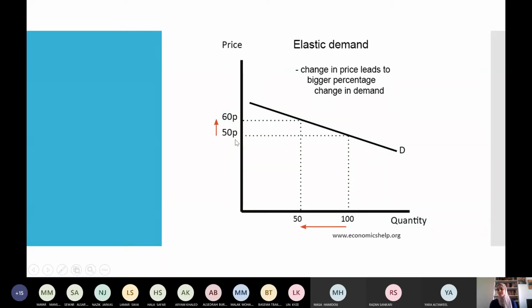But what happens when he raises the price to 60? Can I buy 100? No. It will decrease. I will buy only 50. So what will he take from me? 50 times 60 equals 3,000. So although he increased the price, when you increase the price, people didn't buy more. People bought less.